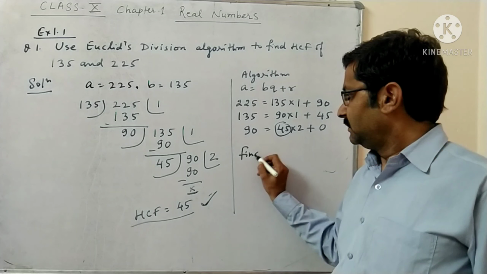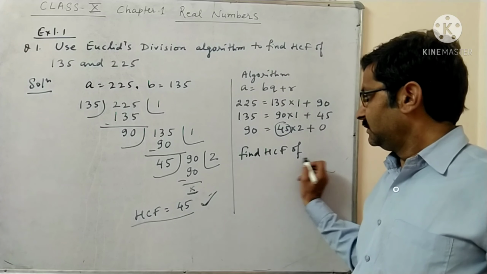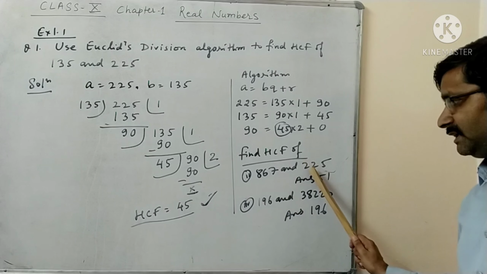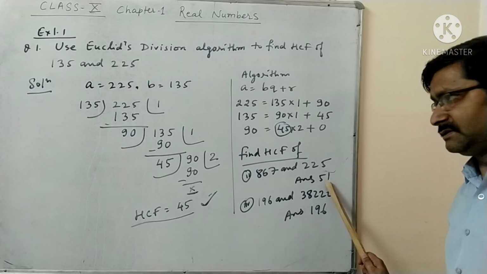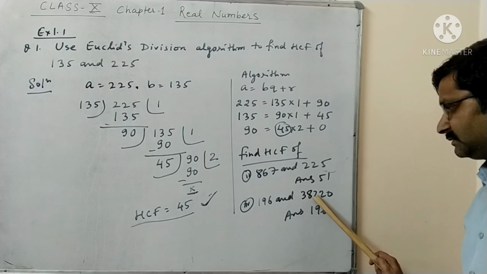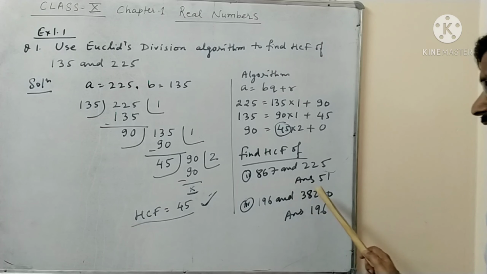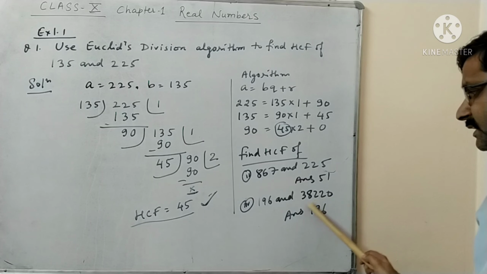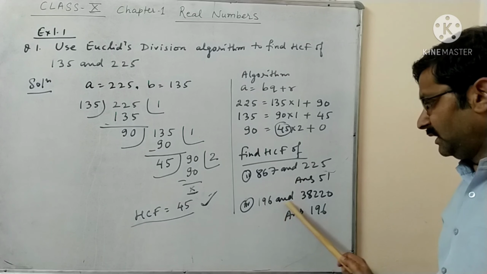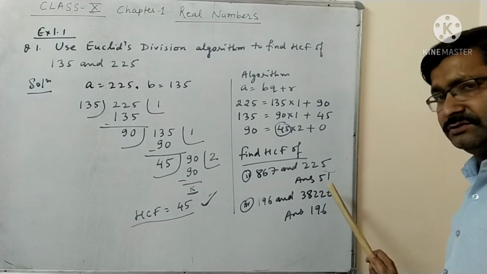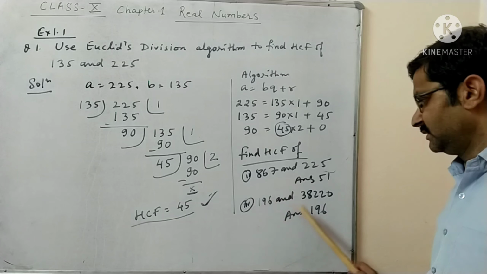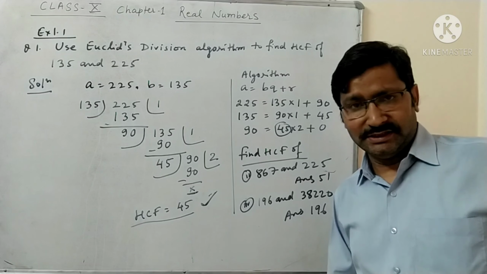All of you understand this. By this method you can find the HCF of 867 and 225. Here we will get the answer 51. One more question you can do: 196 and 38220. Here we will find the HCF is 196. Actually 196 into 195 plus 0 equals 38220. So here the remainder we get is 0, so 196 is the HCF. All of you understand this?